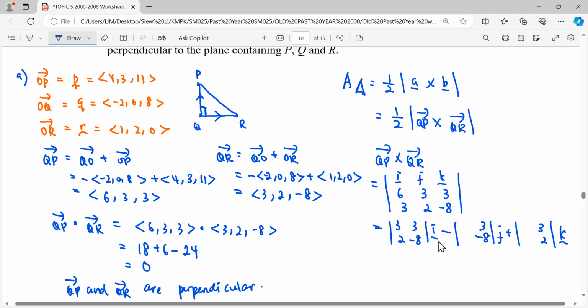Then we see vertically here is 6, 3. Then we do AD minus BC, so negative 24 minus 6, gives 30i negative. Then this one, negative 48 minus 9, negative negative becomes positive 57j. Then this one, 12 minus 9.